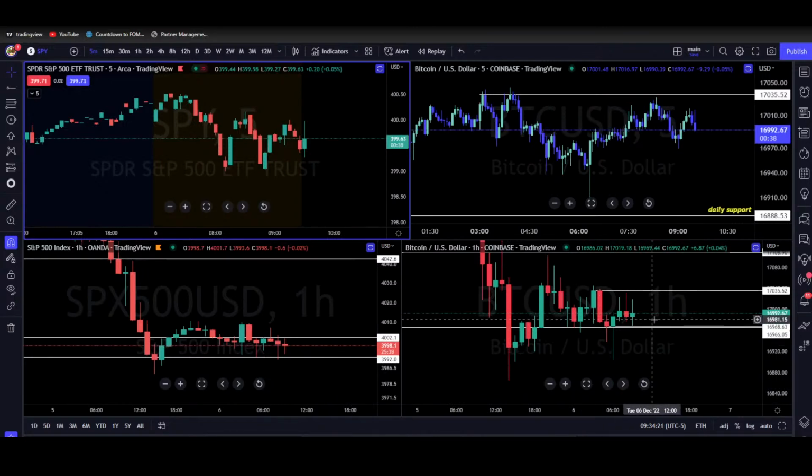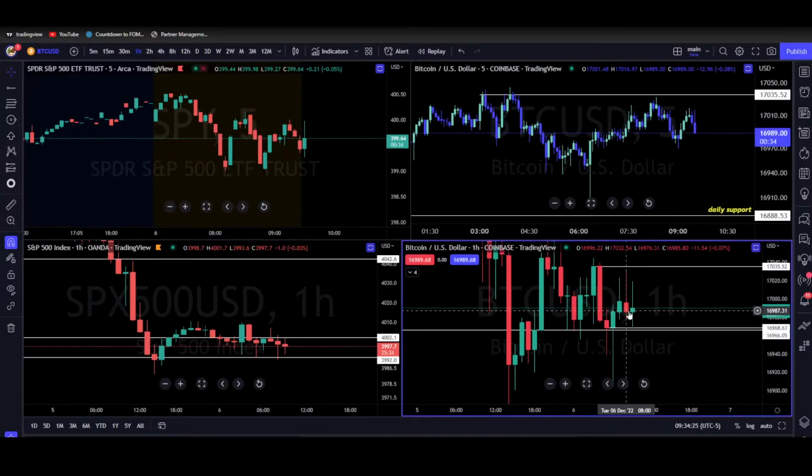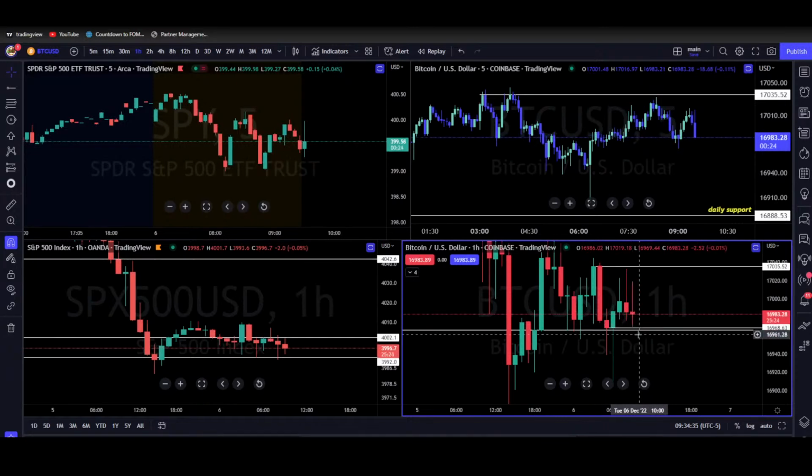So this is Bitcoin on the hourly. Taking a position here isn't my favorite place to look for that entry. Here is a better place to look for that entry. And we do not want to see an hourly close under it. An hourly close under it is suggestive that you're going to see further downside. So just keep that in mind.